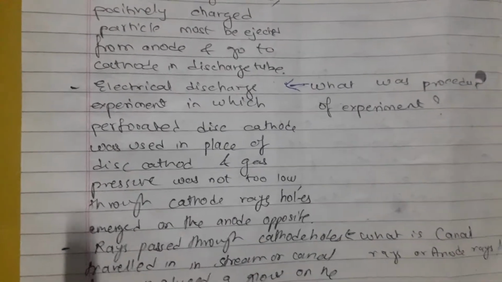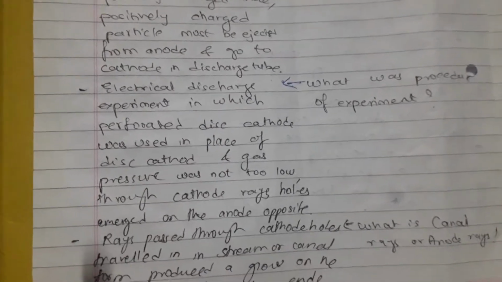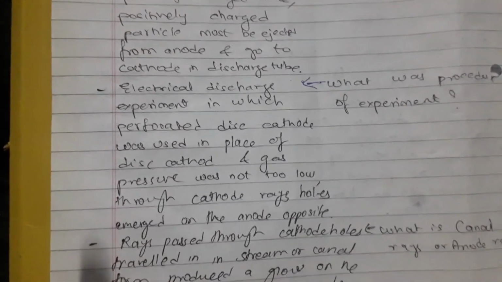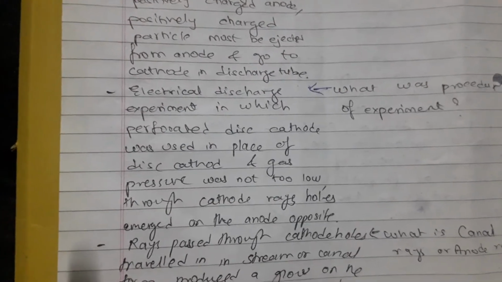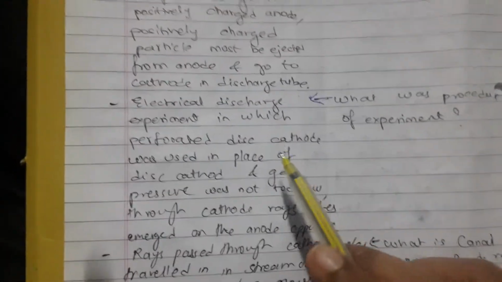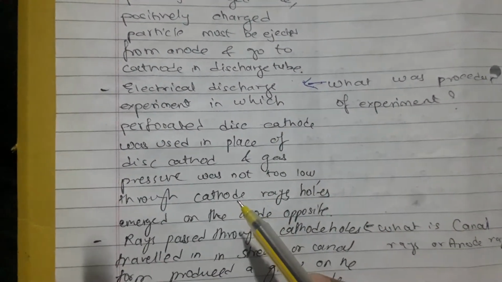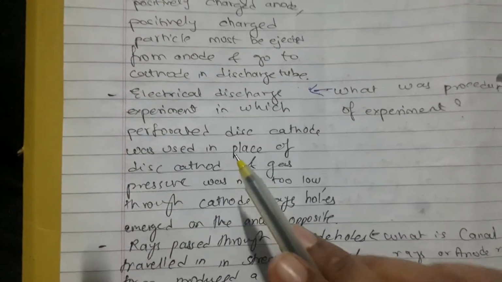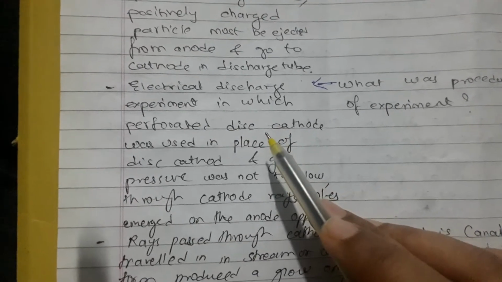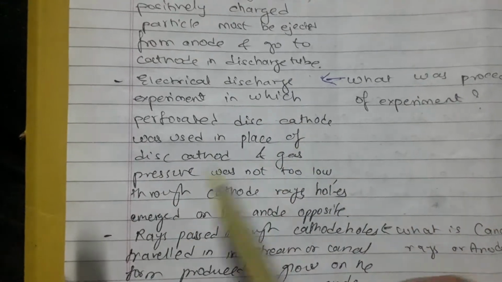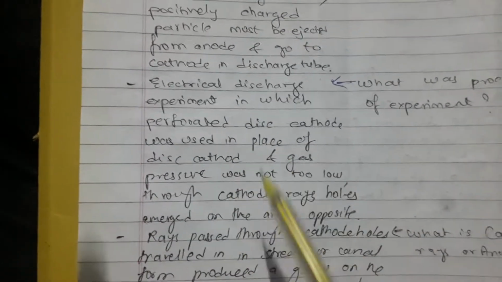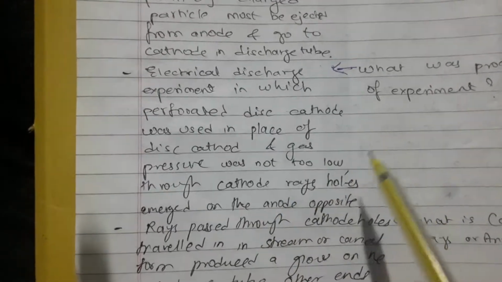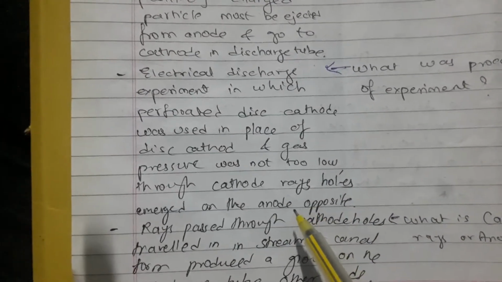Means in this discharge tube experiment, we actually learned that high voltage electricity was applied, and the gases had a low pressure. But in this case, the gases are not at much lower pressure, and the cathode used is a perforated disc, okay, in place of a full complete disc. In a perforated disc, there are some holes through which any rays of anode ray can pass through.